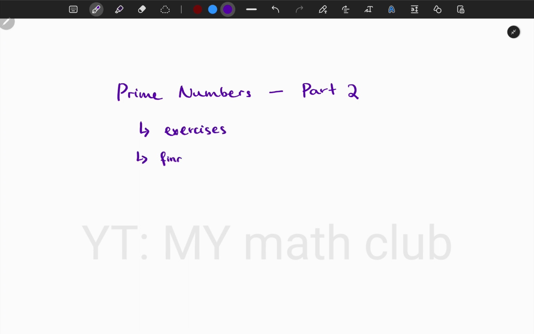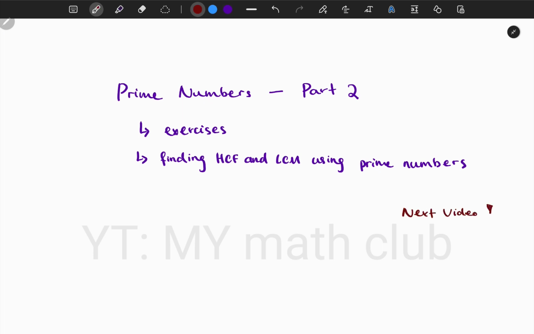And that is it for the prime numbers. Until this section, we're going to have a part 2 to look at some of the exercises as well as finding your HCF and LCM using these prime product methods. I prefer using long division, but it's all okay if you prefer the tree diagram, whichever works for you.